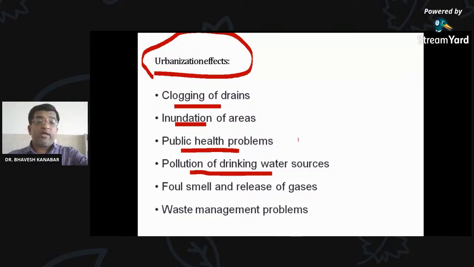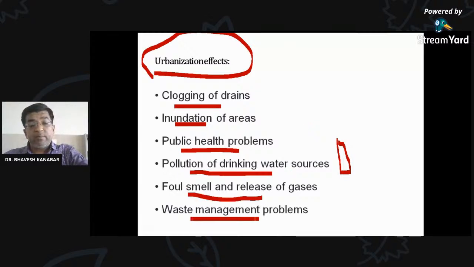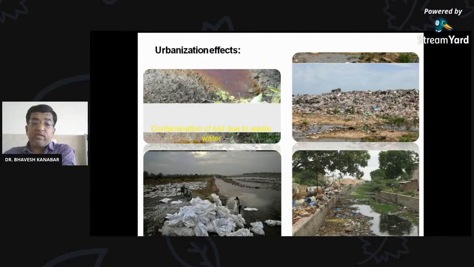Pollution of the drinking water. So again, this is the same. Because of polluted water and clogging of the drain, there can be water collection, and it can lead to waterborne, water-related disease, foul smell and release of gas, and waste management problems. I have asked you to name some waterborne and water-related diseases. Write down in the chat box. Meanwhile, we are moving further. You can see how, because of urban activity, there is so much pollution over the soil. You can mark it very well.